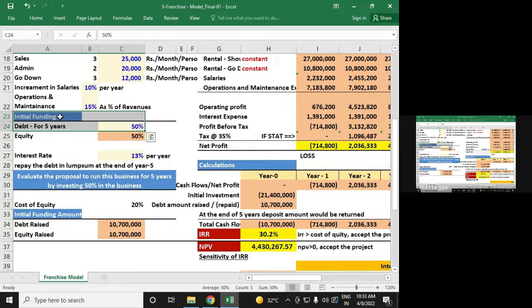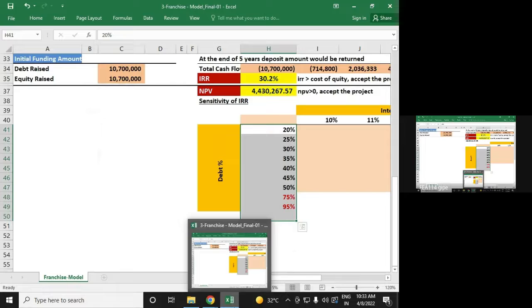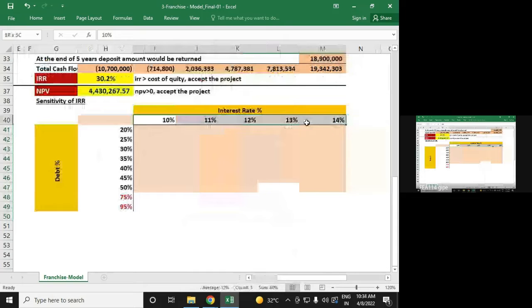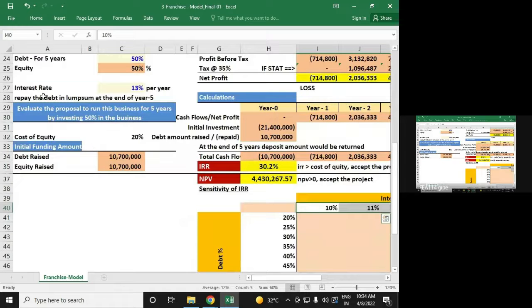Okay. But bank can have a different view. They will say, okay, we'll only give you 30% of the fund, or we'll not give you any fund, or maybe we'll fund you 70%. So what if the percentage funding by the bank changes? And what if the rate of interest offered by the bank is different than what we have assumed? तो हमने तो 13% लिया है यहाँ पे, लेकिन इसके अलावा कुछ होगा तो.